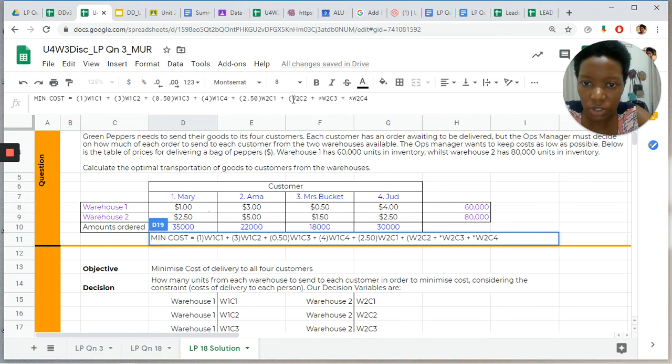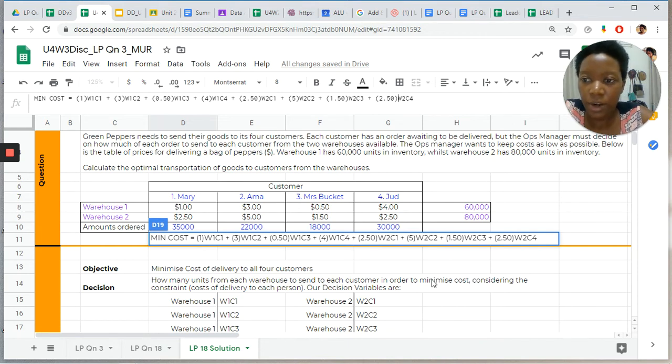Okay, now I'm doing my cost to get to Amma from warehouse 2, which is $5. My cost to get to Mrs. Bucket from warehouse 2, which is $1.50. And my cost to get to Jude from warehouse 2 is $2.50. Okay, so it's interesting that from warehouse 2, Mary and Jude seem to be the same distance. It might not be the same area necessarily, because if you see from warehouse 1, Mary is the closest to warehouse 1, but Jude is super far.